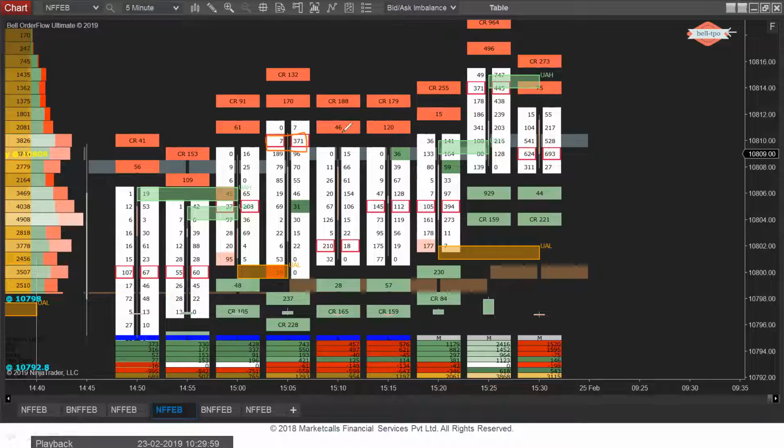Now, which software are you suggesting, ultimately? I'm using Bell TPO, so naturally... Bell TPO or Ninja order flow? Ninja Trader order flow, they don't have unfinished business levels, I believe. They don't have MR levels. So Bell TPO is better altogether, no? Bell TPO is where most of my inputs are coded into automated versions.